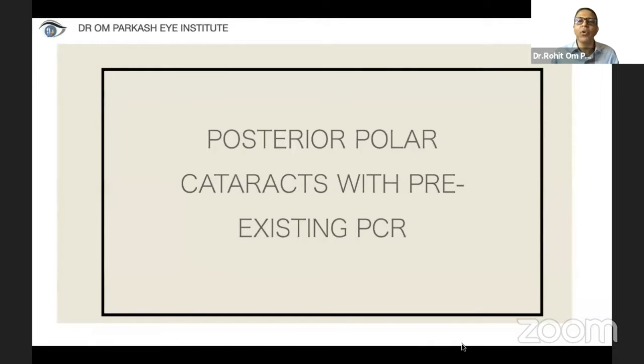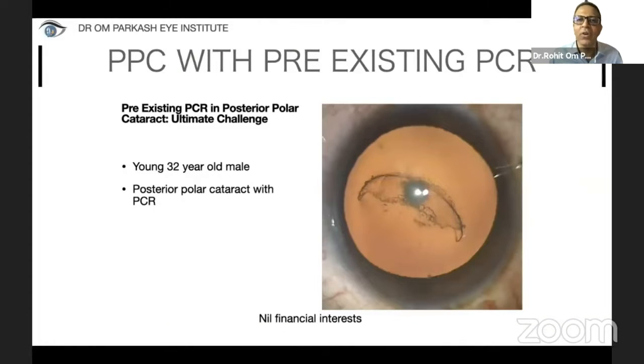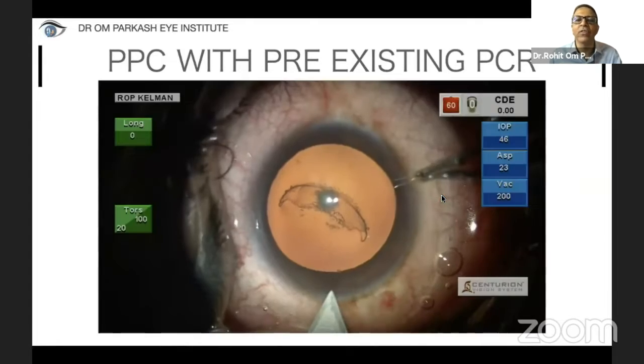This is posterior polar cataracts with pre-existing PCRs. Well, these are the biggest challenge which one can come across when there is a pre-existing PCR. So this was a young male around 32 years old, wherein the posterior polar cataract was there with a PCR. Now, what do we do with this?